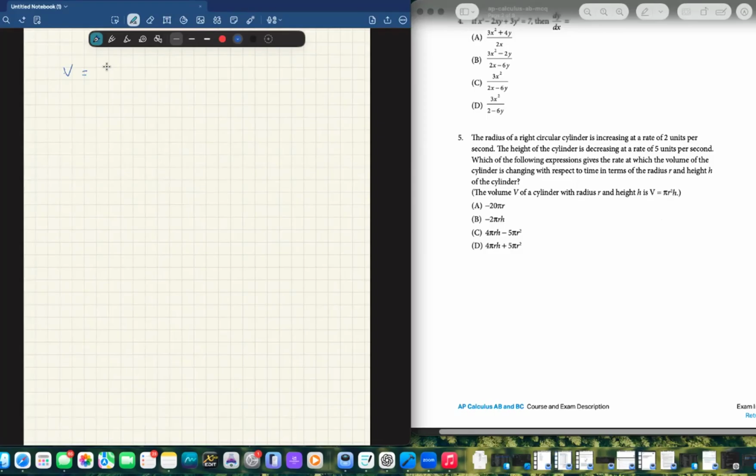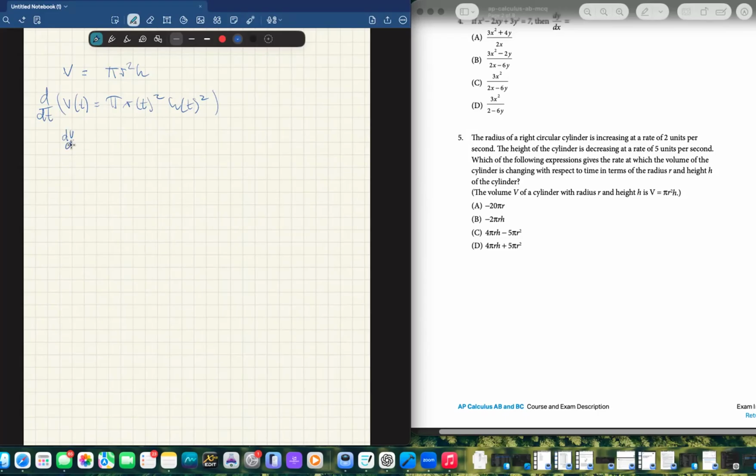Pi r squared h. So pi r squared h, and then we're going to rewrite it so that all variables that are changing are functions of time. So pi r(t) squared h(t). Then we're going to differentiate the whole thing with respect to t. Actually, let me use Leibniz notation for this. You can use dash notation too, it doesn't really matter.